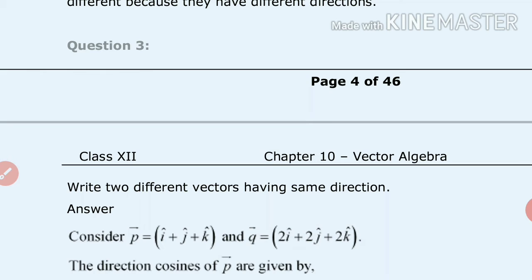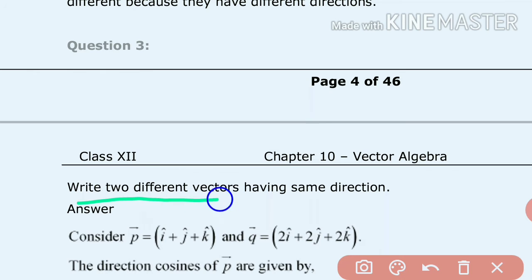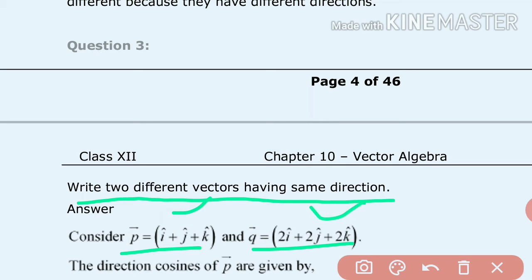Look here, write two different vectors having the same direction. So P and Q have the same direction. You will multiply this P by 2, you will get a new vector. You can multiply by any number. You will get a new vector, and the new vector will have the same direction. You multiply by any positive number.